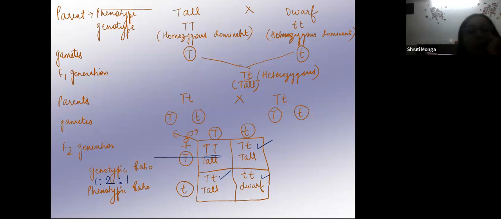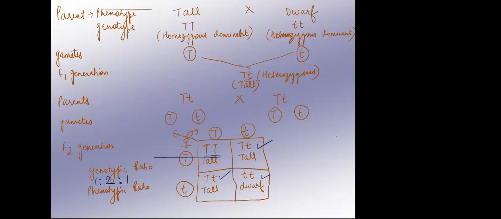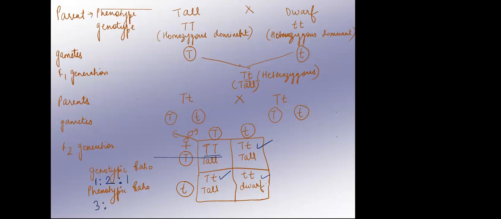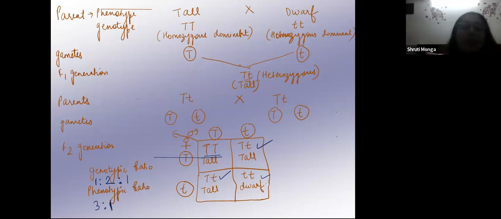What about phenotypic? See the physical appearance of the plant. How many plants are tall in this Punnett square? Three. Very good, Jivtesh. 3. And how many short plants? One. So the phenotypic ratio for monohybrid cross is 3:1.